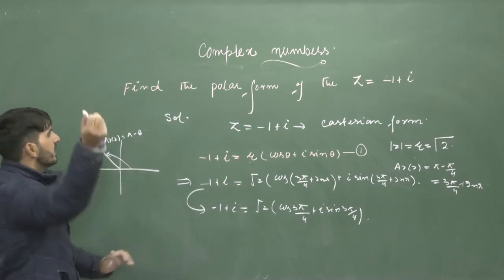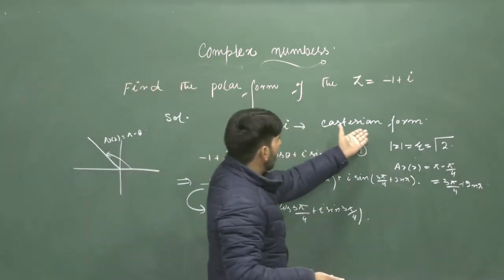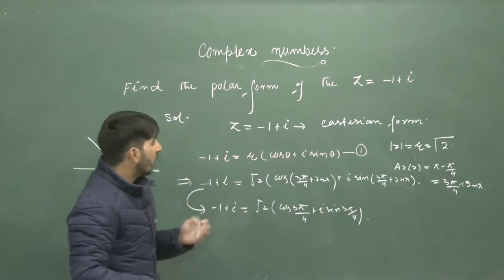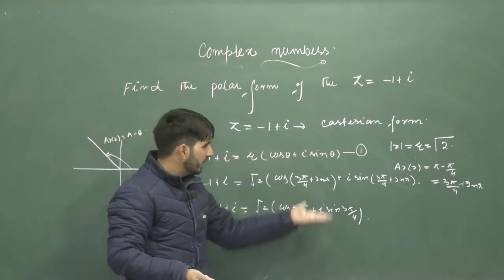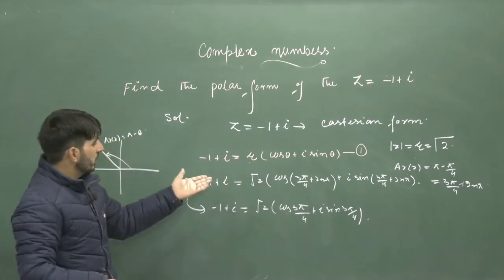So every complex number that is in Cartesian form, you may convert into polar form by following the same procedure.